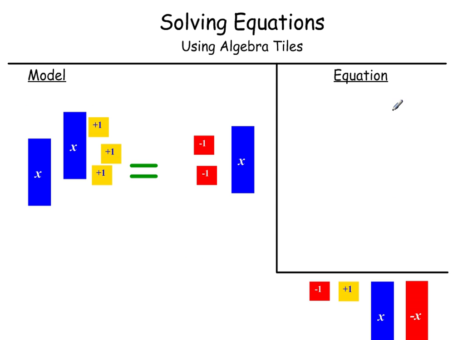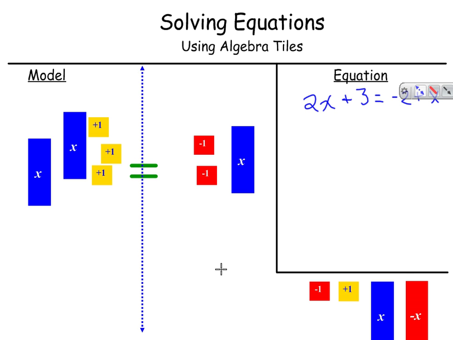Next, we need to make sure that we write down the equation. This is 2x plus 3 equals negative 2 plus an x. Alright, now we need to get all the x's on one side of the equation, so let's build our line. We also need to get all the numbers on one side, so let's do this.